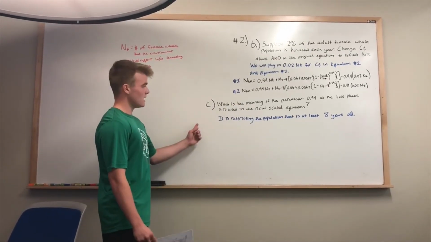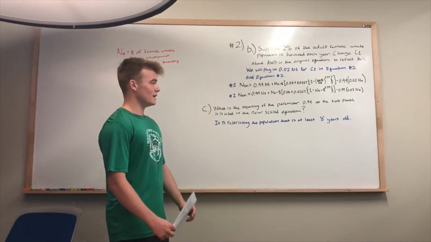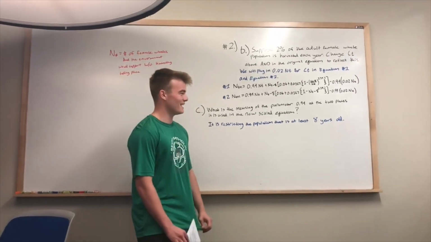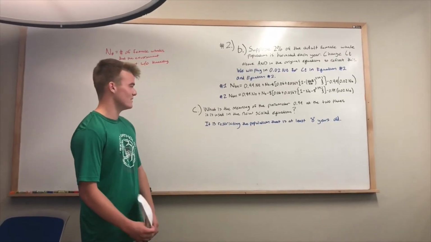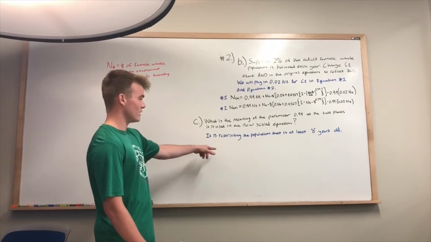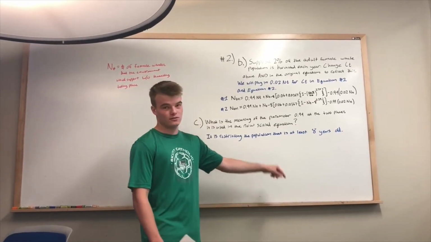And then part C asks us, what is the meaning of the parameter 0.94 at the 2 places it is used in the new rescaled equation? And the parameter is restricting the population that is at least 8 years old.